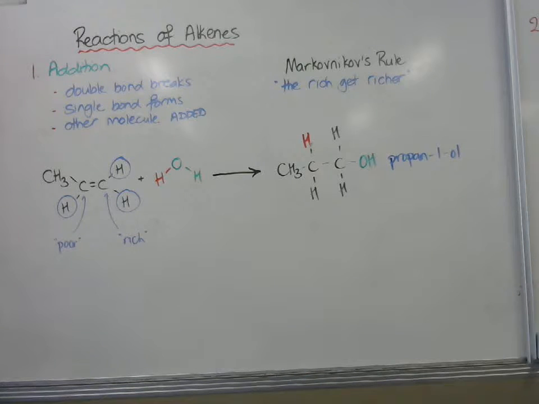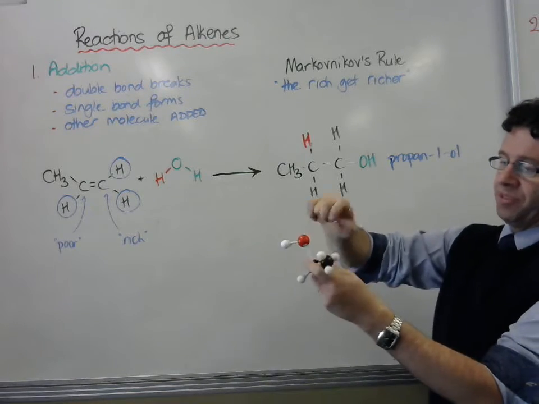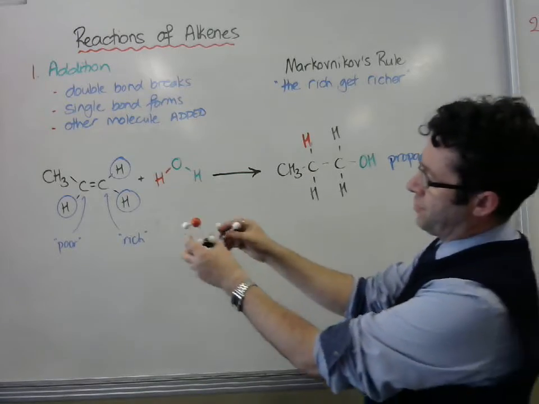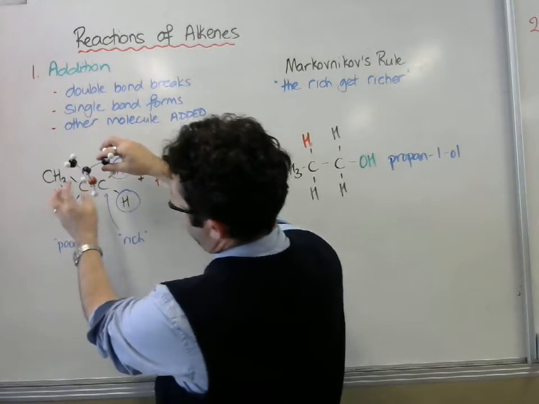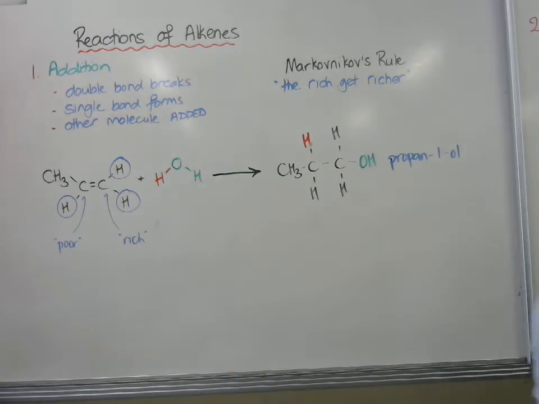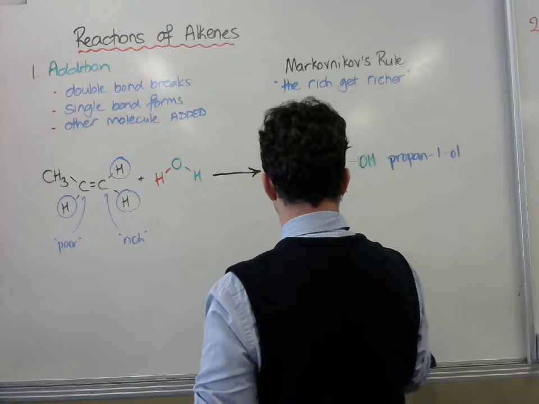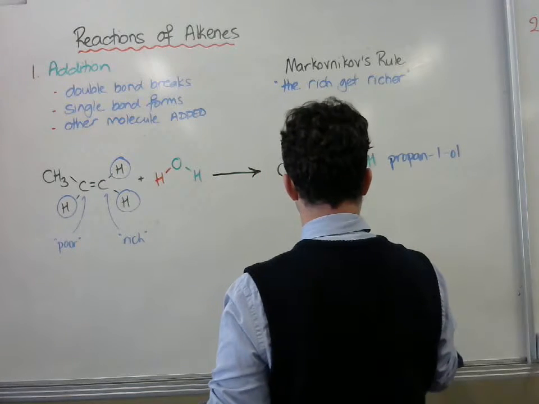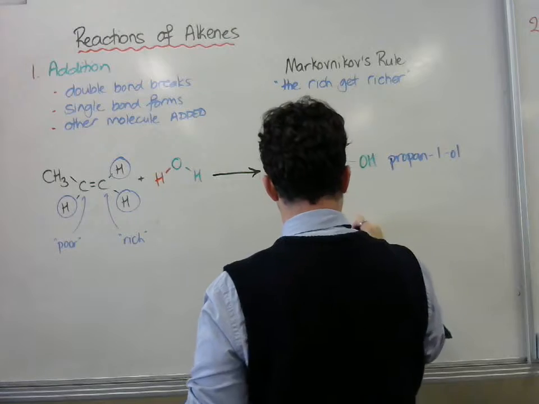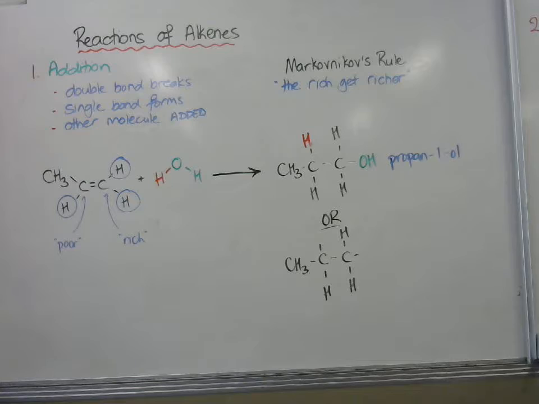Okay, propan-1-ol. Then we looked at, was there another way to do this? So we broke off that one, we broke off that one, and we swapped them over. And we saw that a different molecule was made, that instead of having two hydrogens on here, only had one, but the OH was being added. So, there was another possible chemical. So the water bound a different way.